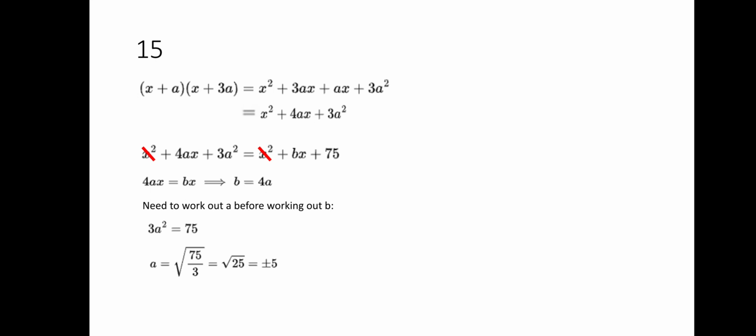Now that we know the value of a, we can work out the value of b by using b equals 4a. So we substitute the value of a equals plus or minus 5 into the formula b equals 4a. If we use the positive value first, so a equals 5, then the first value of b would be 4 times 5, which is 20. And then if we use the negative value, that would be 4 times negative 5, which is negative 20. So we've now got both values of b, which are positive 20 and negative 20.